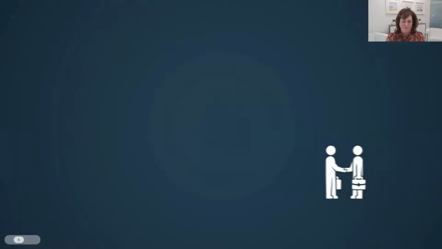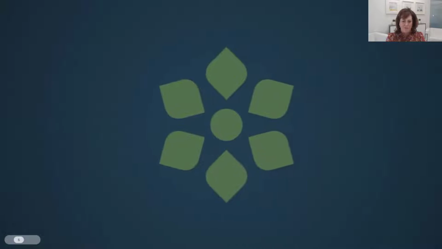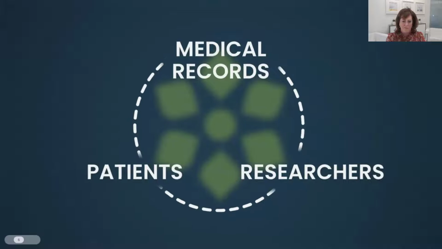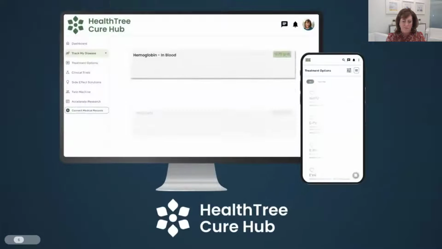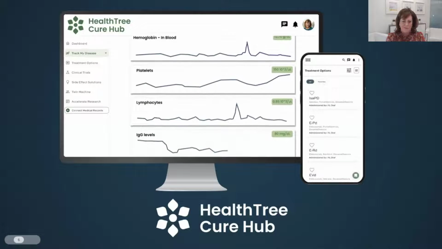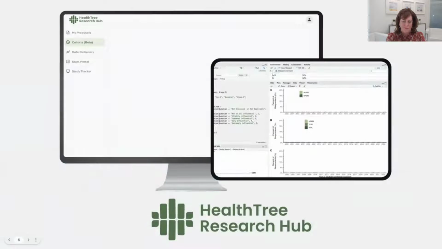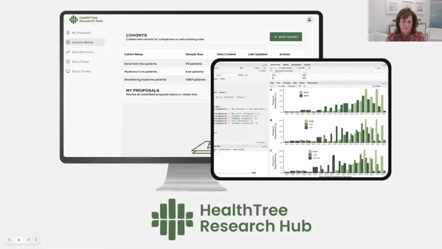We assembled a talented team of software developers to build completely new technology that links patients, their medical information, and researchers together. HealthTree Cure Hub offers patients the data and the tools they need to make life-saving decisions in partnership with their doctors. It's like the dashboard on your car, but it's for your health. HealthTree Research Hub is a living, interactive platform that continually and securely provides confidential data from thousands of patients to researchers seeking to answer key questions about cancer.